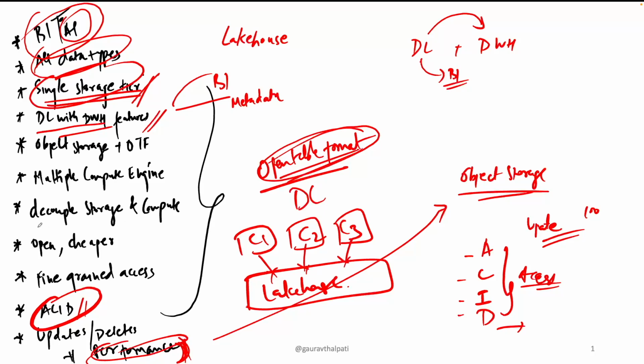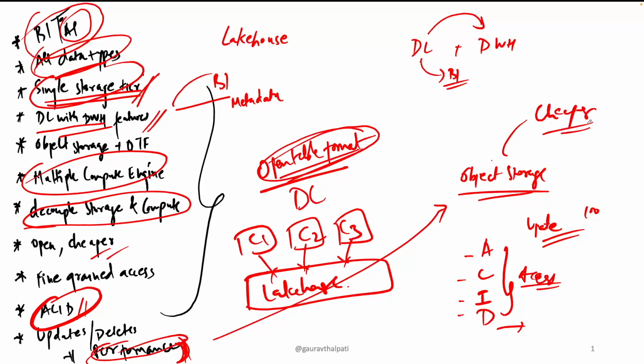This is decoupled storage and compute, and because of this decoupling you can attach multiple compute engines, so it can be Spark, Trino, Presto, different ones. At the same time it is open and cheaper because you are using cloud object storage, which is much cheaper. It is not proprietary, so it is open, you can use anything to access this. Plus, because of the open table format, you can have better BI performance, fine-grained access control, ACID properties, as well as update and delete.